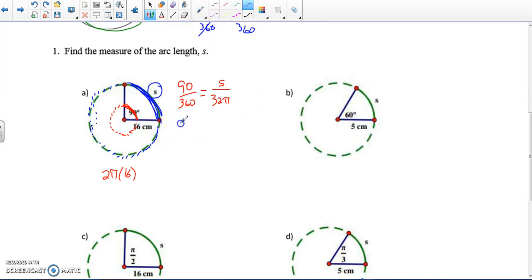And now we cross multiply. So we have 360S. And 90 times 32, I'll give you that one, is 2,880. Keep the pi out of it. All right, so the math is pretty easy once you get your proportion set up. Now we'll divide both sides by 360. And we get S equals, and this actually comes out a nice even number again, S equals 8 pi. If I say to the nearest tenth or the nearest hundredth, now we'll put it into our calculator, and it comes out to about 25.13 centimeters, because we have centimeters in our problem.